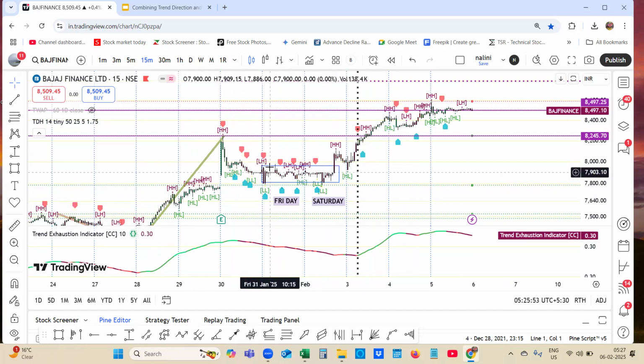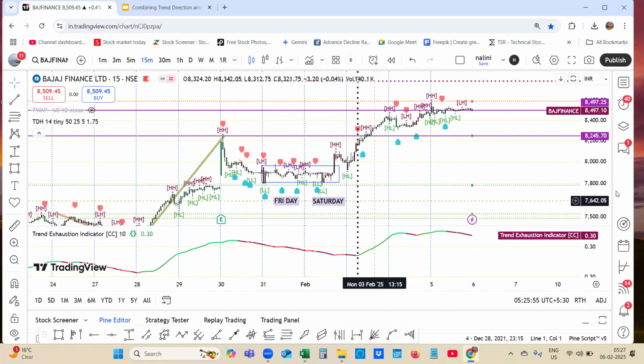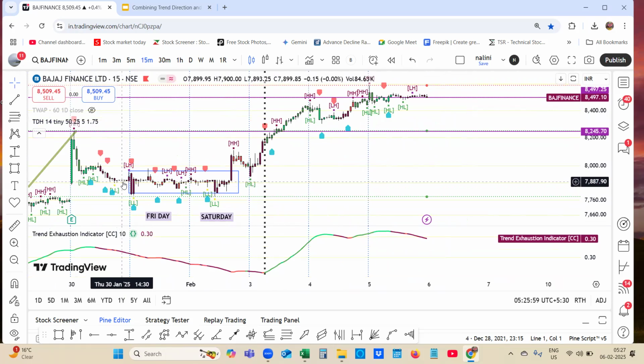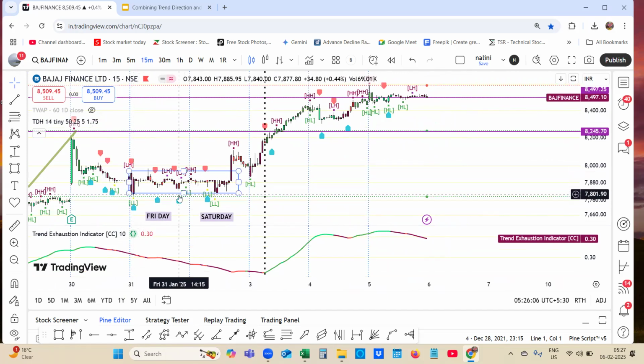And here it started making a box over here. You can see in this box, this indicator is plotting lower high, lower low, lower high, lower low. So it is a range box.